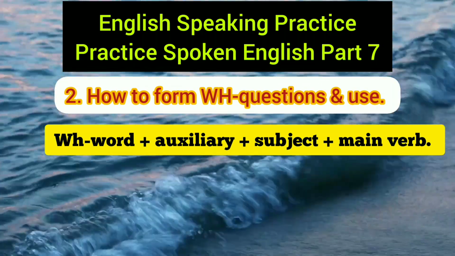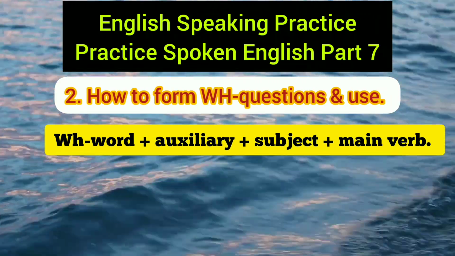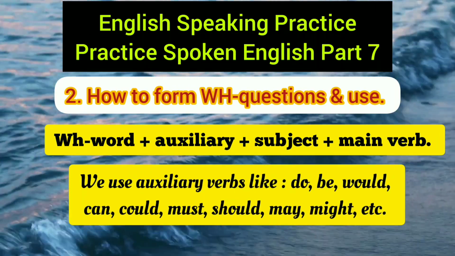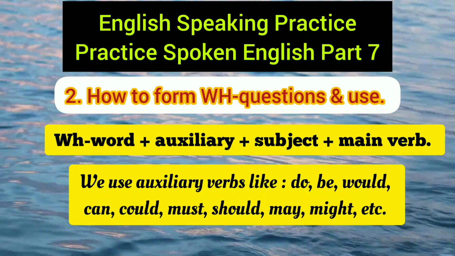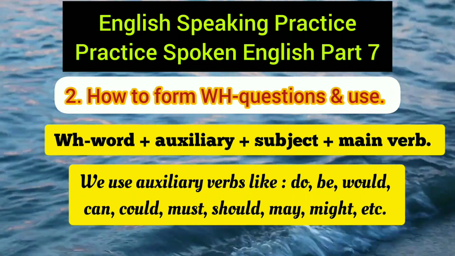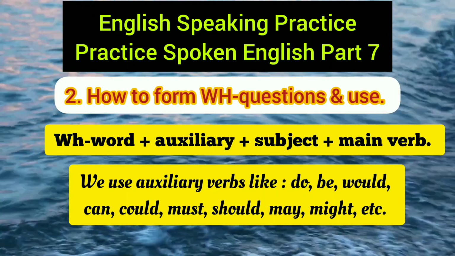This is the syntax. As you see, some auxiliary verbs are given. Some common auxiliary verbs are do, be, would, can, could, must, should, may, might. These auxiliary verbs are commonly used, and apart from that, a few more are there, but primarily these are used to form WH questions, right? So let's see some examples of WH questions.